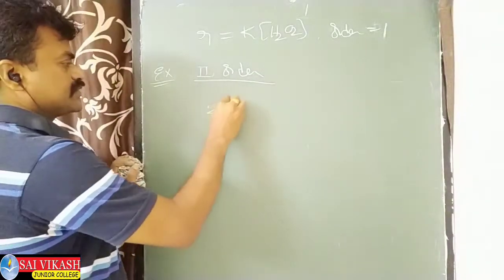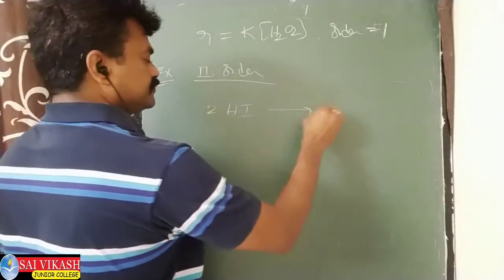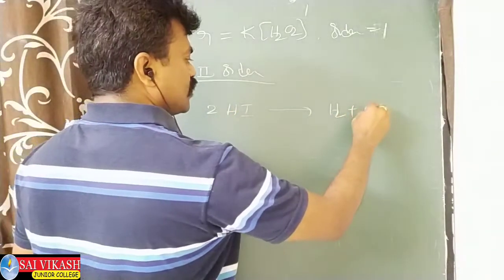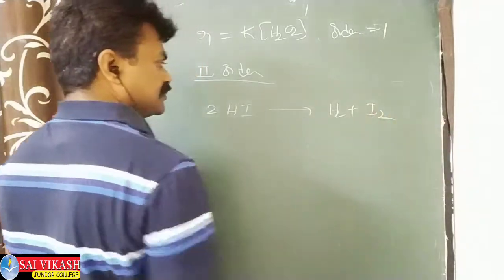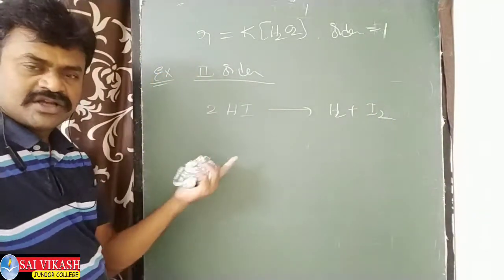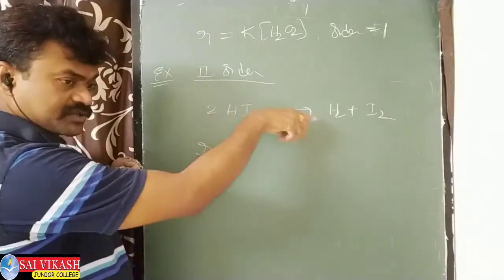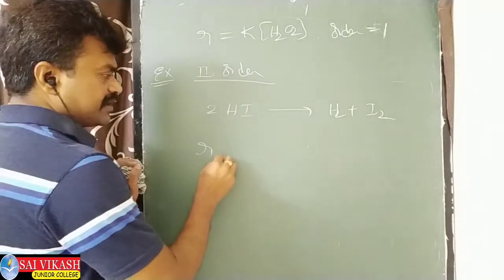Example for second order. You see, 2HI dissociates to form H2 plus I2. This is possible. So what is the order of this dissociation reaction? So how do you write it? Yes, 2 moles.